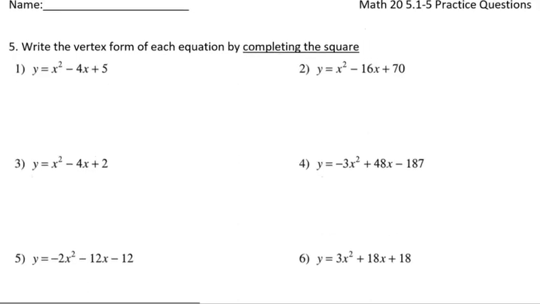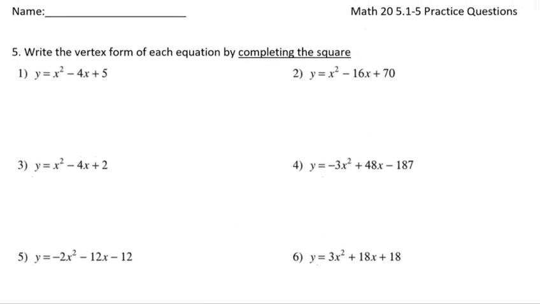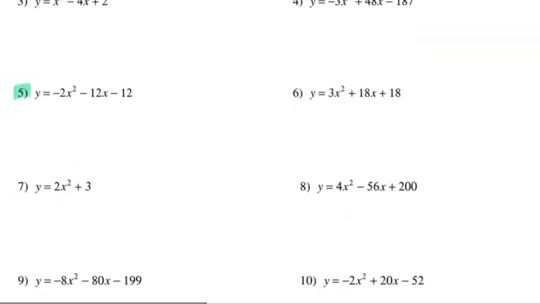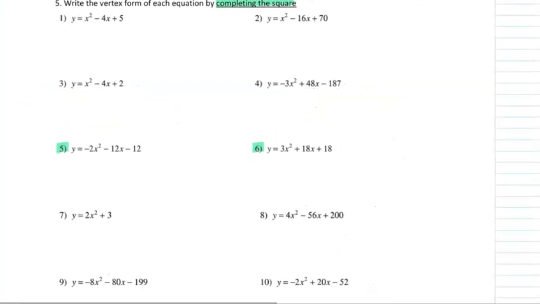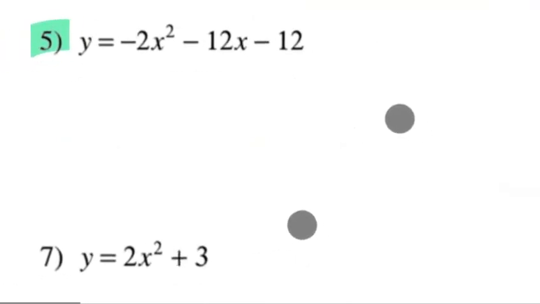Hi everyone, this is a continuation of the lessons 1 to 5 practice questions, and we're focusing on question number 5, completing the square. I won't go through a detailed solution for every question here. The ones I am going to pick up are question number 5, as well as question number 6. The remaining answers you will be able to find on OneNote, and if you would like a detailed written solution, please let me know.